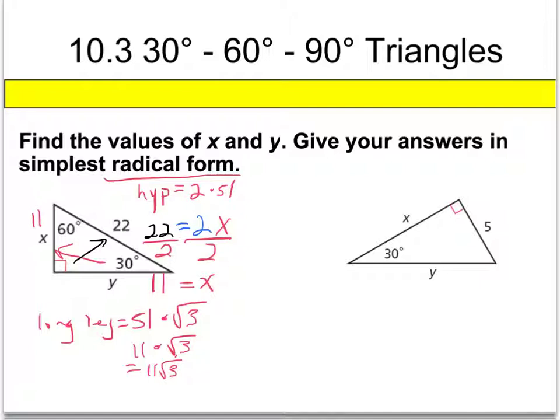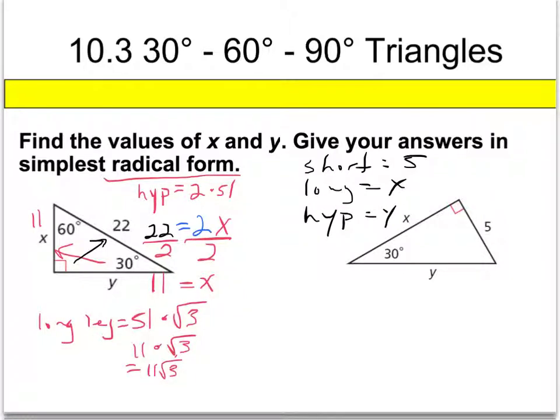Alright, so looking at this, what information do you know? What information are you trying to get? Well, we know our short leg. Okay, so our short leg is equal to 5. We want to figure out our long leg. Our long leg is x, and our hypotenuse is equal to y.